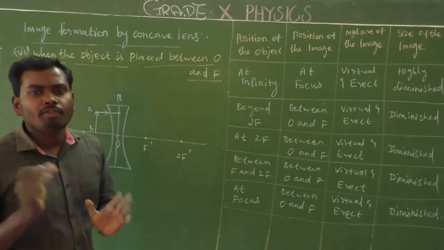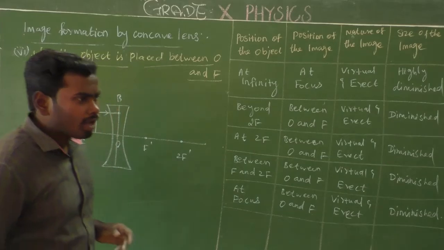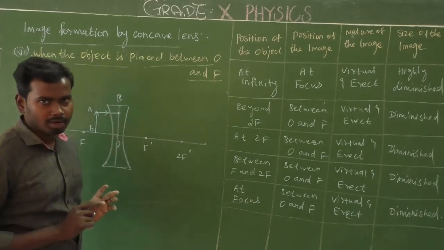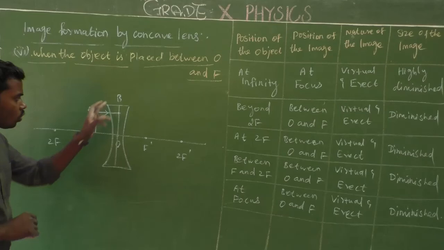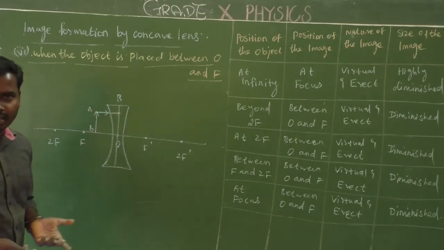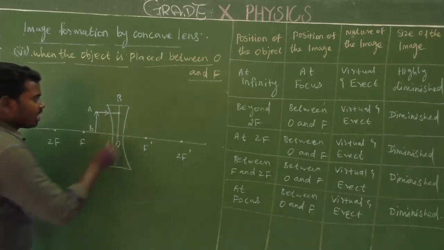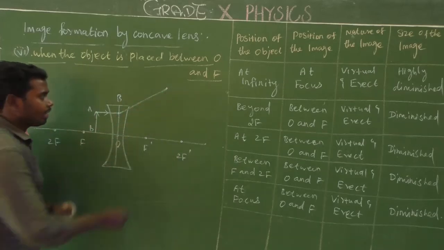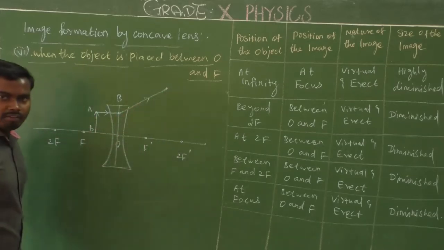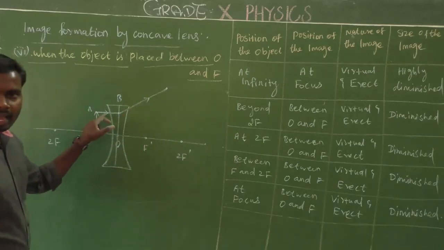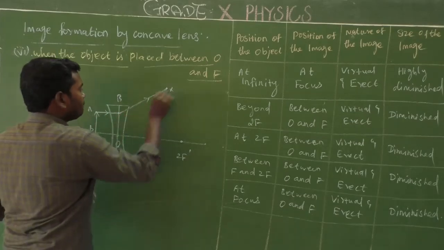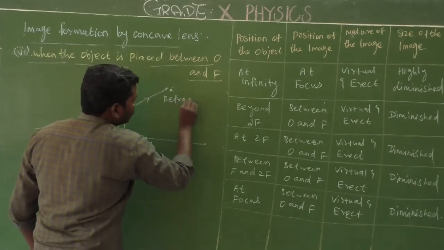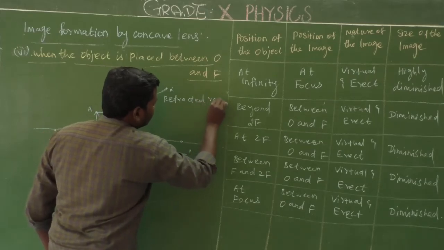So after refraction, what will happen? After refraction, the direction of the ray of light AB should change. That is the principle. This concave lens is a diverging lens, so after refraction it diverges the ray of light AB like this. The direction of AB changes into BX. This is a refracted ray.